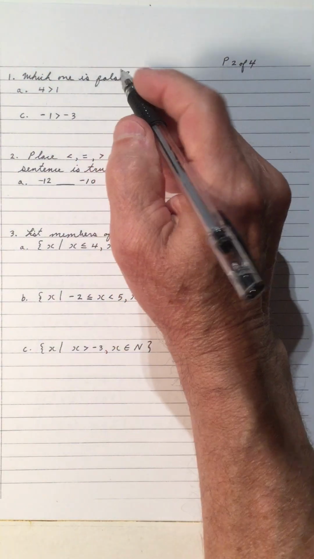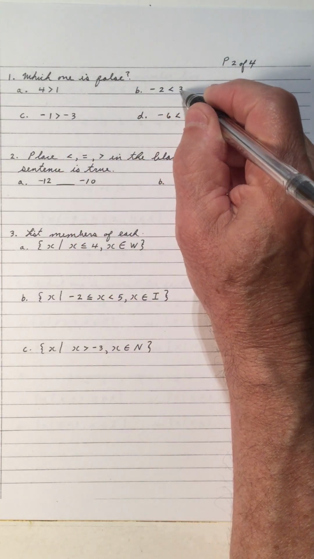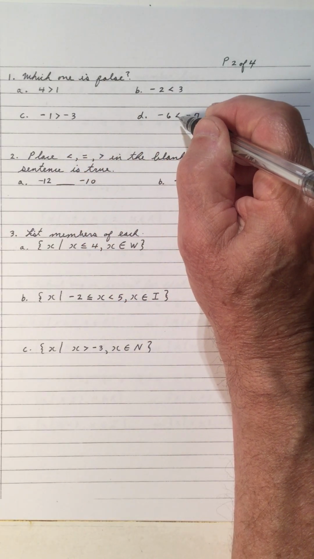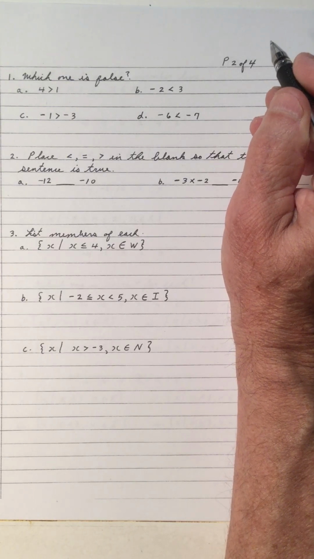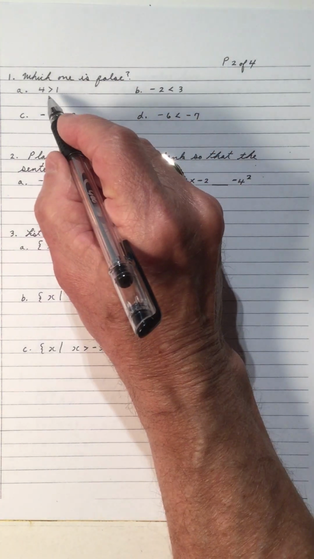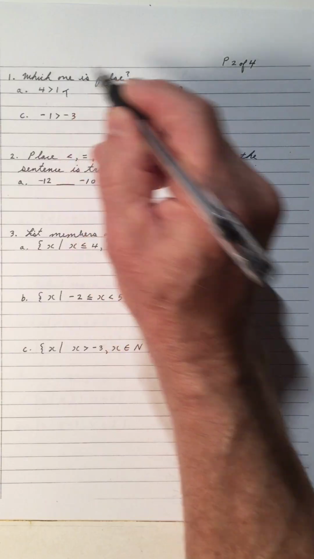Which one is false? 4 is greater than 1, negative 2 is less than 3, negative 1 is greater than negative 3, negative 6 is less than negative 7. Greater than is when it's on the right, and less than is when it's on the left. So in relation to 1, 4 is on the right, so that's true.